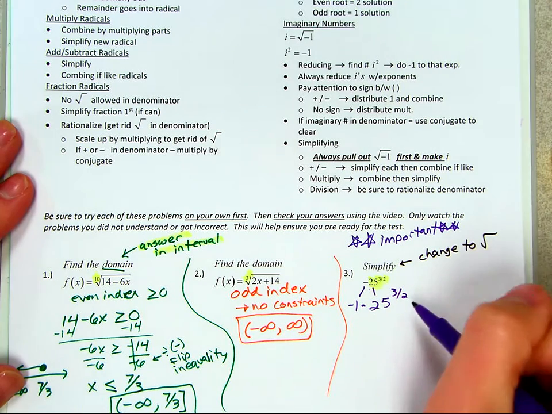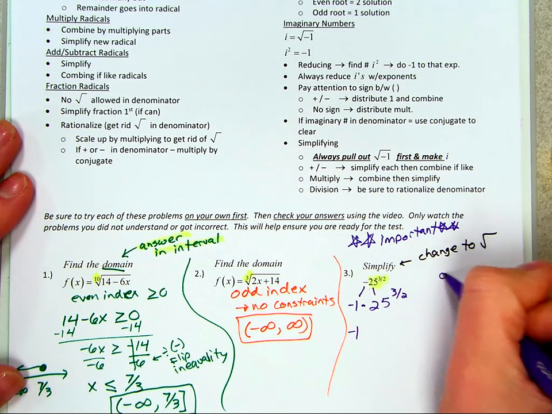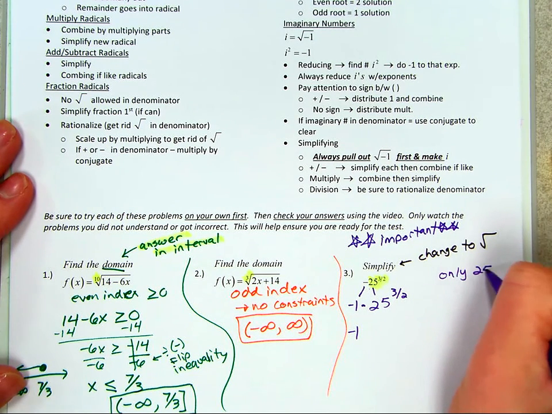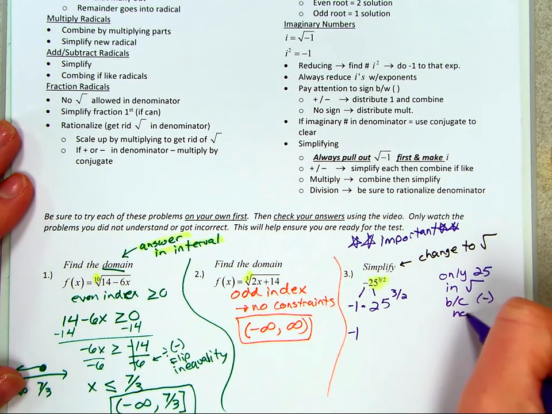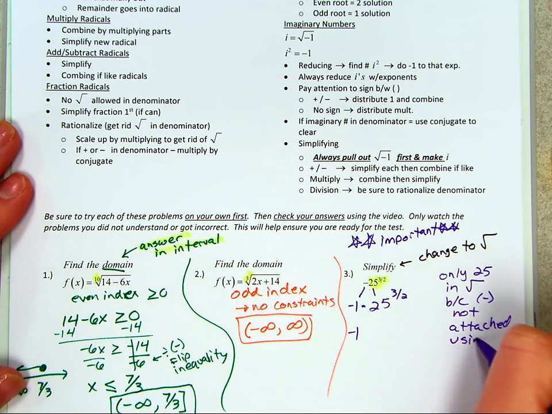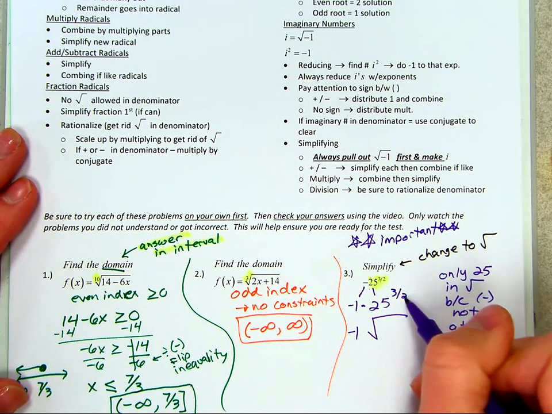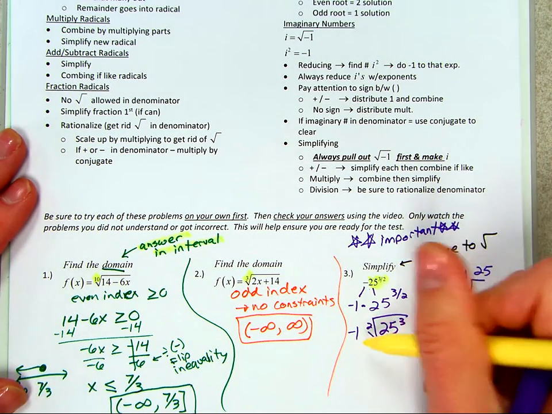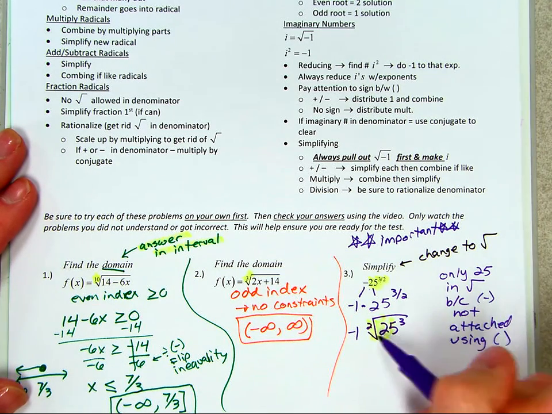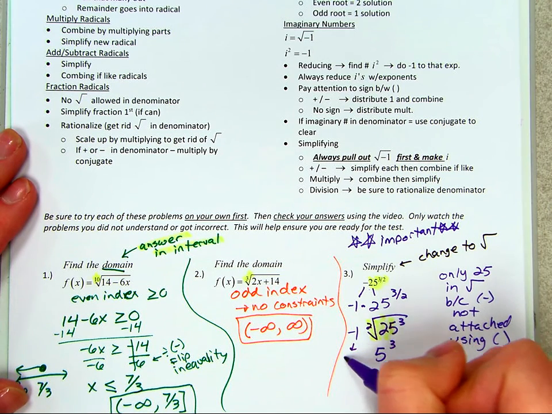All right, so when I do this, then I would have negative 1, and only the 25 goes in the radical. Only 25 in radical, because negative not attached using parenthesis. Okay, so then this becomes the index is the denominator, the square root of 25 to the 3rd. So now we can actually take the square root of 25 because what number times itself would be 25? That would be 5. So we have 5 to the 3rd.